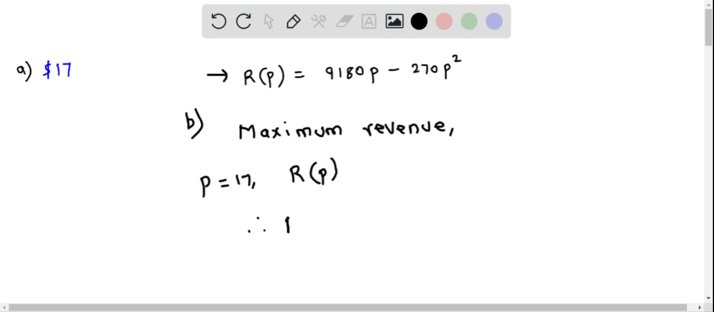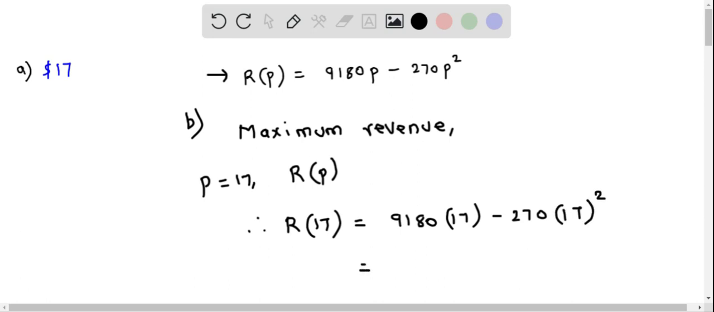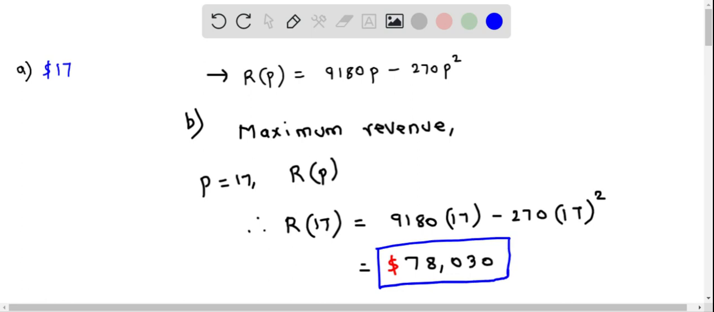So therefore we get R of p equal to 17. So it becomes R of 17 equals 9180 times 17 minus 270 times 17 quantity squared. And so we can plug this expression into the calculator, and when we do that, we get 78,030, and this is in dollars. So therefore the maximum revenue is $78,030, and this answers part B question.